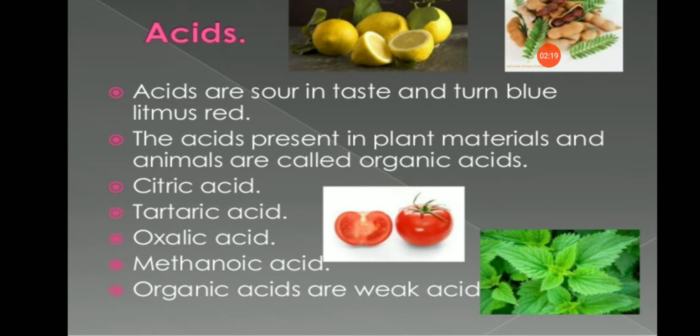You are familiar with these acids names. For example, citric acid, which is present in citrus fruits such as lemon, orange, etc. Tartaric acid is present in tamarind, grapes, etc. Oxalic acid is present in tomato. Methanoic acid or formic acid is present in ant, etc. These all are the different examples of organic acids. These all are derived from plants and animals. One important property of this organic acid is that they are weak acids. That means they are not very strong.